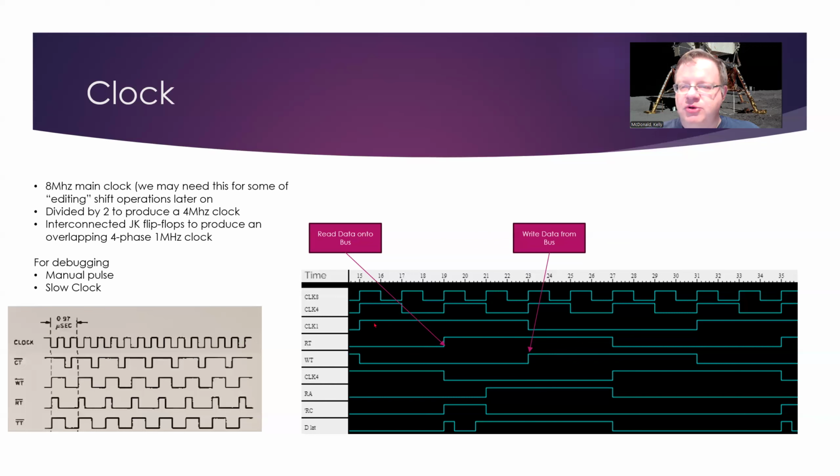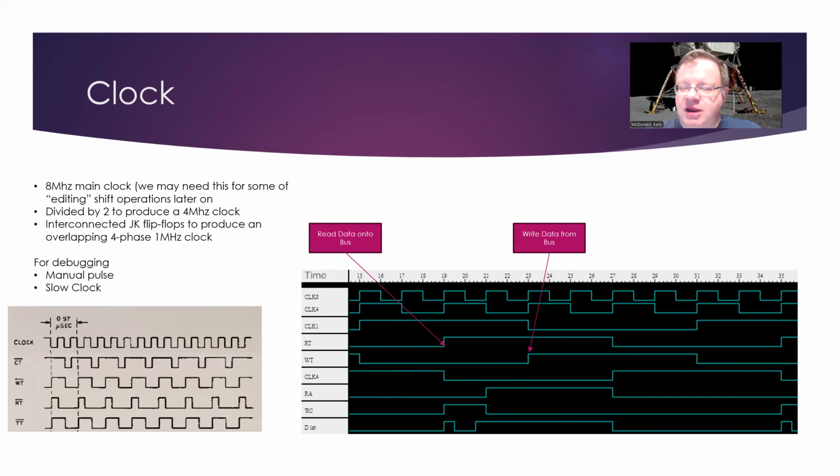And then we've got these other two, clock 1 and clock 4, that I've labeled, that we may use for other things. As we get into the next session, we'll talk about some of the other clock pulses I've had to generate to deal with some interesting behavior that I've learned along the way.